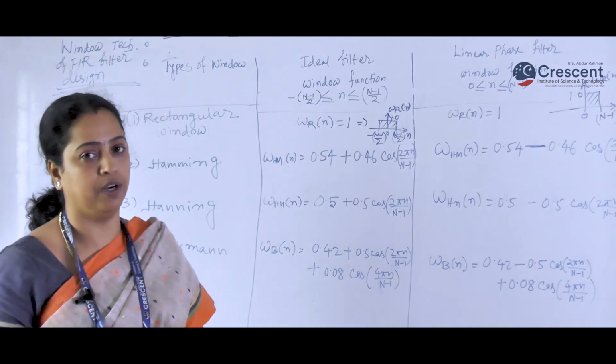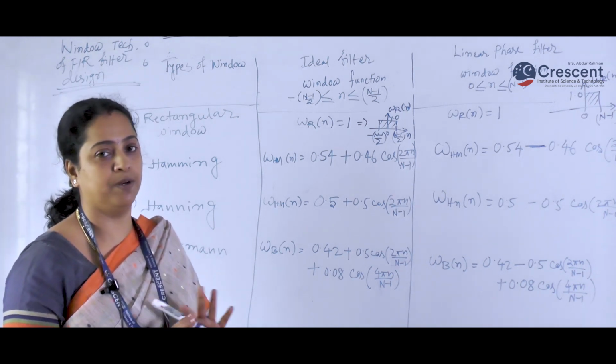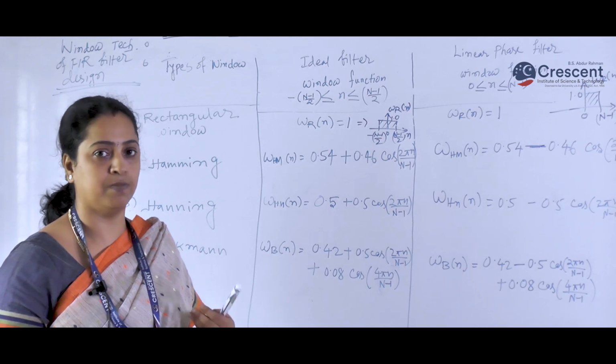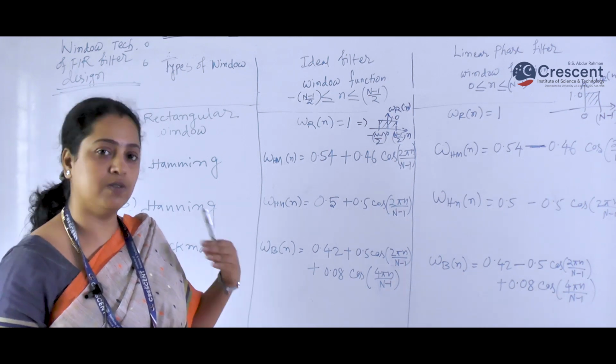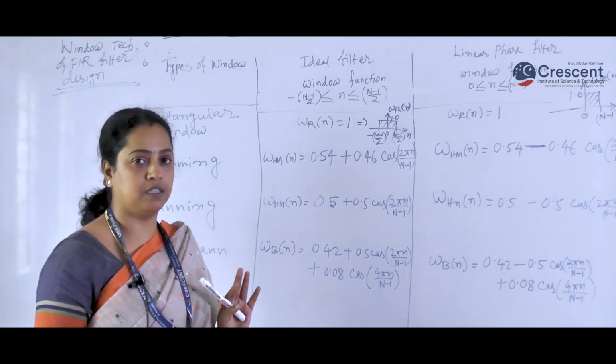So step number 1: the specification is given, and we will draw HD of e power j omega. So we can find out whether it is low pass, high pass, band pass or band stop. Next, we will take the inverse discrete time Fourier transform and get HD of n.